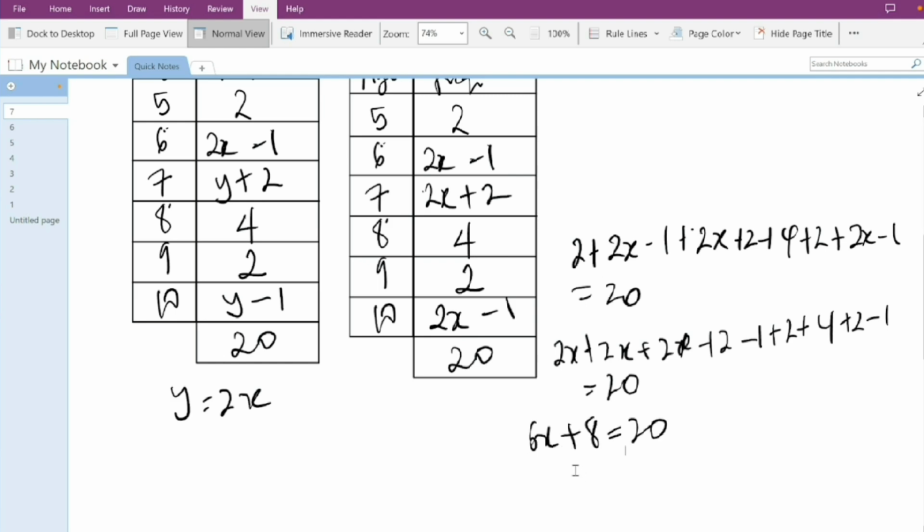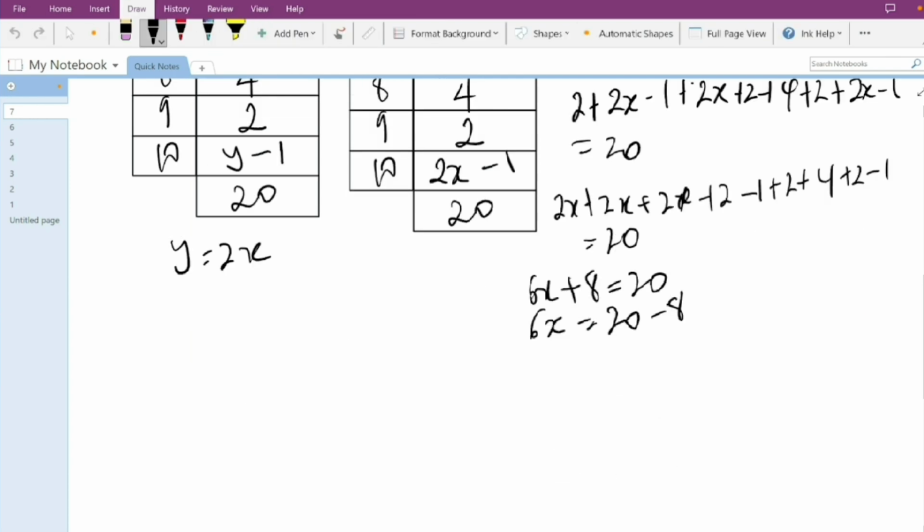On the next line, we take out this plus 8 over the equals to sign since we are looking for x. So we have 6x equals 20 minus 8. We have 6x equals 12. Since we're looking for x, we divide both sides by the coefficient of x, which is the number in front of x. That's 6. 6 will cancel 6. x is equal to 12 divided by 6, so x is 2.